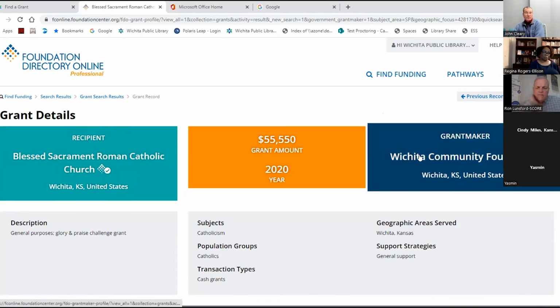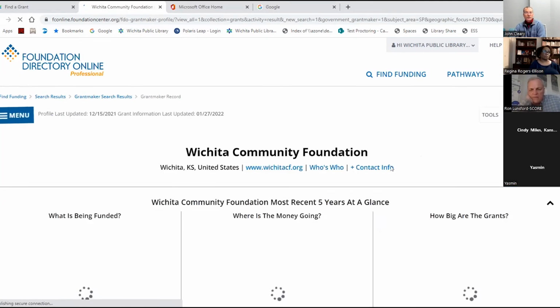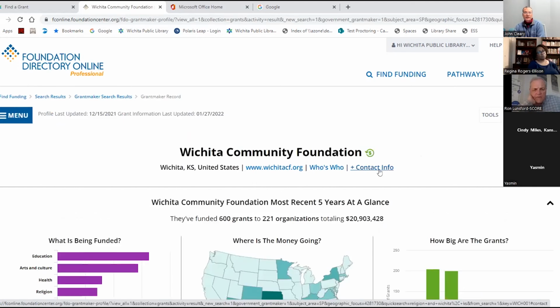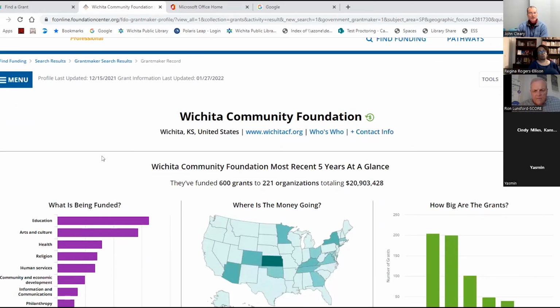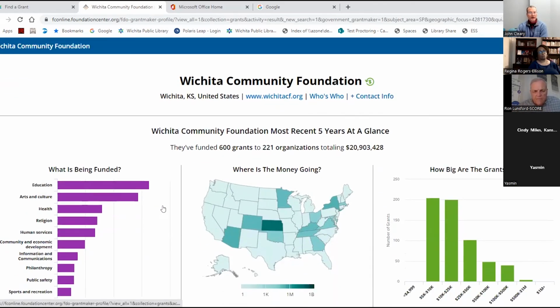If this looks like a good match for you, you can go into the profile for the Wichita Community Foundation, and this is where you get the key information to see if this is a good match for your organization before you apply for your grants. So this tells you what is being funded, what areas. It goes into funding for education and gives you a dollar amount. They also fund arts and culture, health. This is where religion pulls up, human services. So this covers a wide range of what nonprofits typically give monies for.